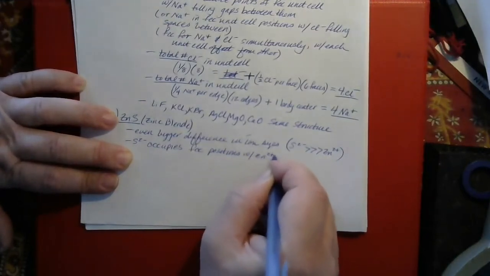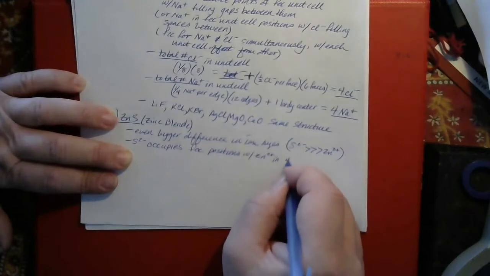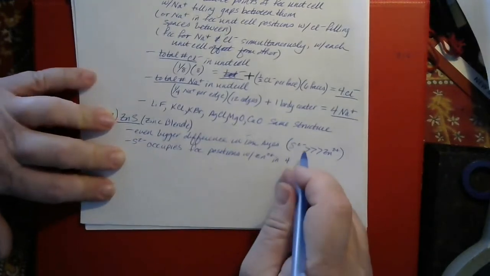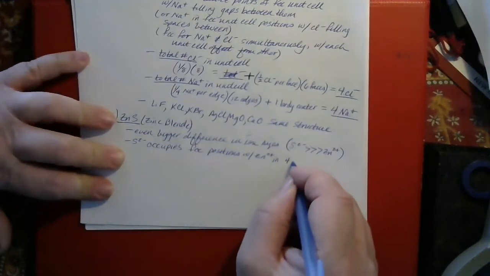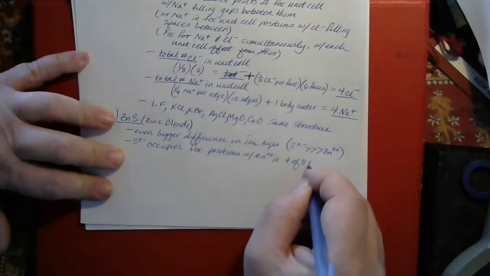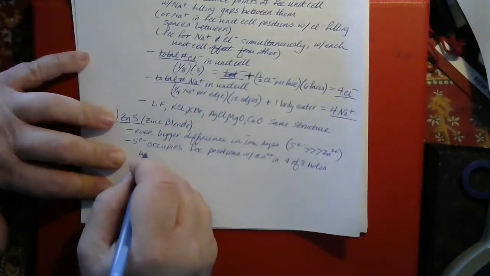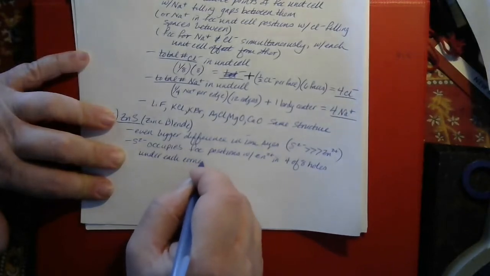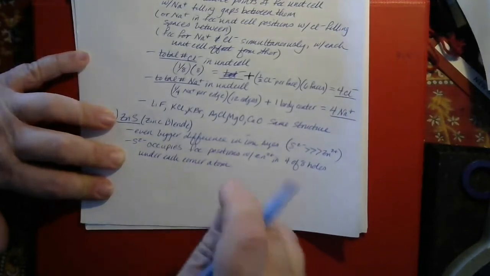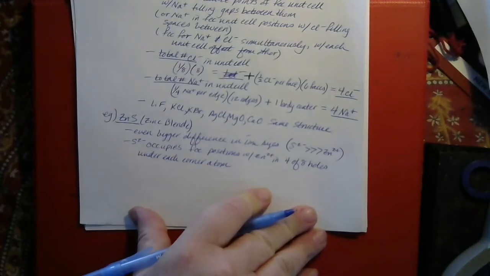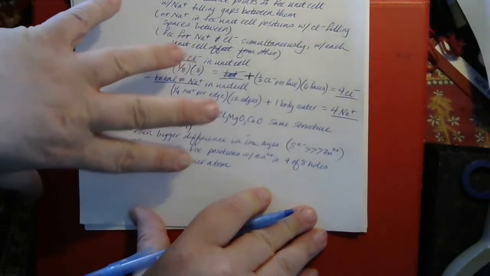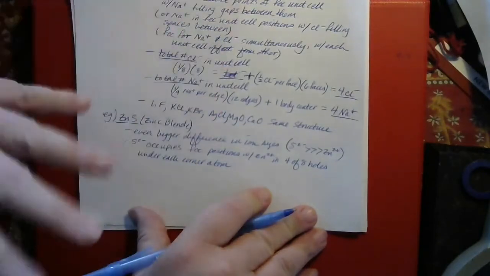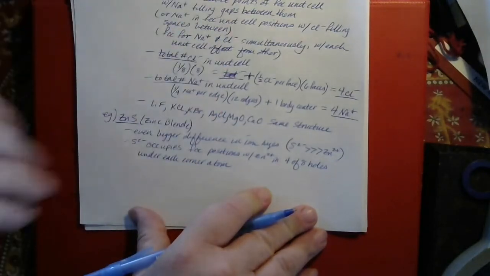With zinc ions in half of the holes under each corner atom. These are called tetrahedral holes, and what the tetrahedral hole means is that there's one atom above and 3 atoms below. So it basically makes a 4-sided space within the atom.